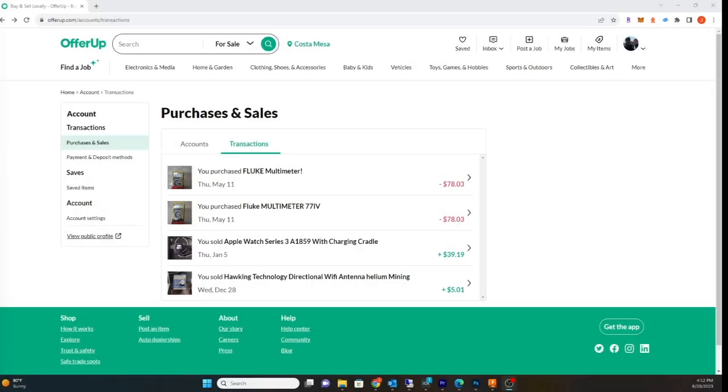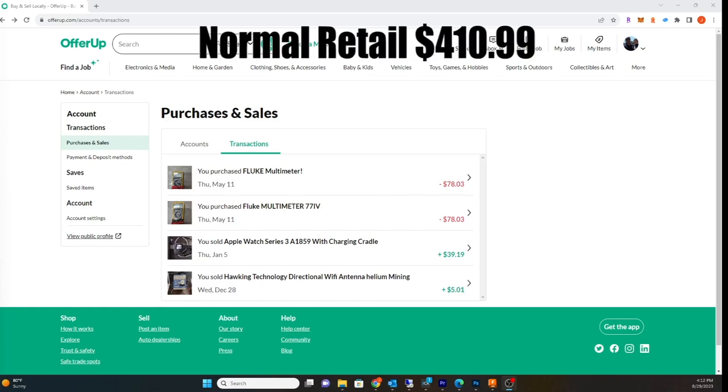Guys, what's happening. So I was scouring OfferUp the other day, and I was kind of looking for a Fluke multimeter, and I found these Fluke 77 version 4s, which are the latest version, for $65 each. So I bought them both, $65 plus shipping and tax, whatever, so it was $78.03 for these two.